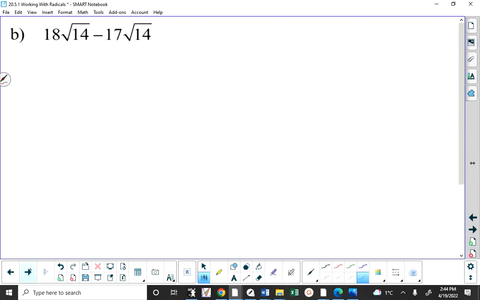8 root 14 minus 18 root 14 minus 17 root 14 is 1 root 14. If I've been baking chocolate chip cookies and a week after I bake them, they're still good, because I keep them in the fridge maybe, and I've got 18 left, and I eat 17, other than having a whole bunch of shame, I have 1 cookie left, right? I have 18 cookies minus 17 cookies. I have 1 cookie. Same idea here. And you don't need to write the 1, by the way. You can just write root 14.